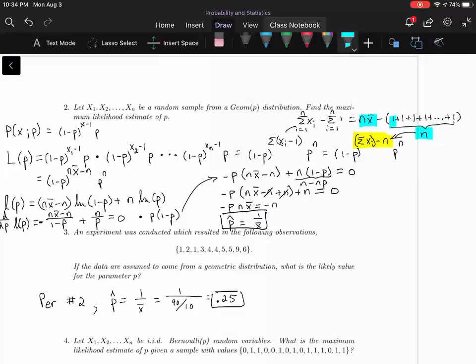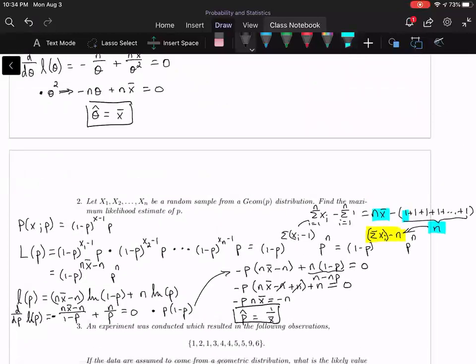All right, and then you split the 1 minus p to the nx bar minus n and p to the n when you would put ln of that. You added them instead, yeah, because one of the log laws is that the natural log of a times b is the natural log of a plus the natural log of b.